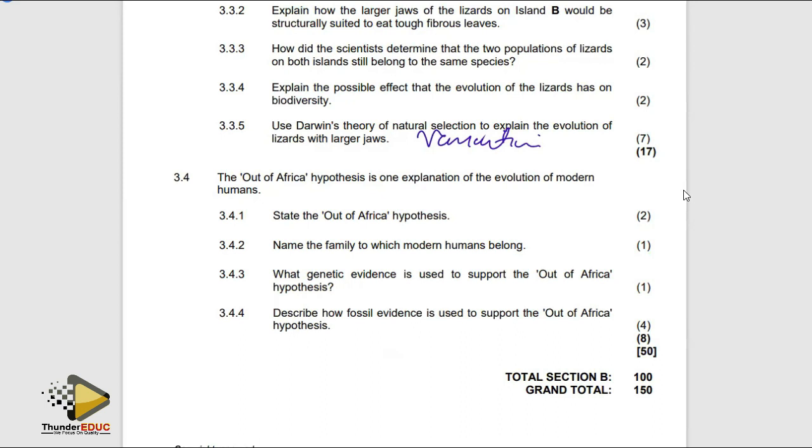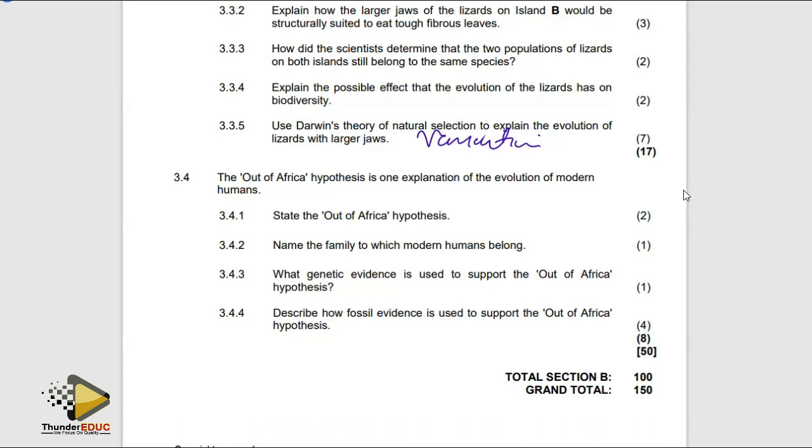Because the jaws are used to bite or to eat this tough food, those lizards with big jaws could eat enough tough food. Therefore, they survived and reproduced in large number. Those with the small jaws could not eat enough food. Therefore, they died in large number. And this is called natural selection. Previously we were giving a tick on natural selection.